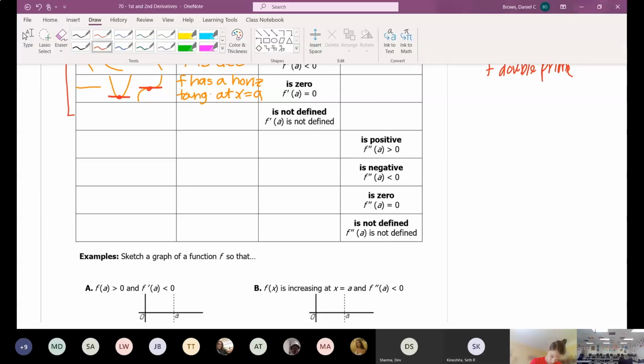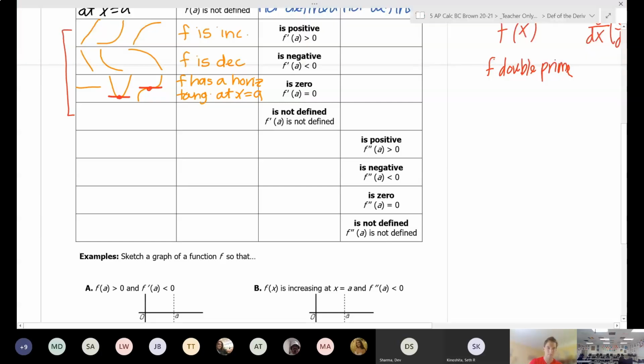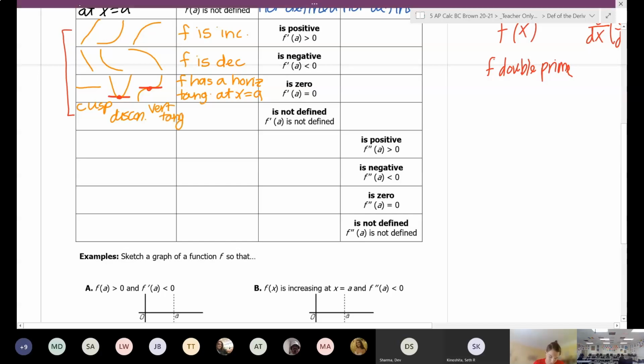And then we also talked about three cases where a derivative was not defined. And those three cases we had was, of course, a cusp, a discontinuity, or a vertical tangent line. A cusp is, of course, when you have a sharp turn in the graph.